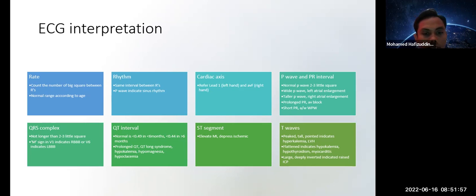Okay, next is ST segment. We can see it is elevated or depressed, showing that there is infarction or ischemia, and also the T wave. Some abnormalities that we can see include peaked T wave, flattened T wave, and also large and deep T wave. Okay, next.